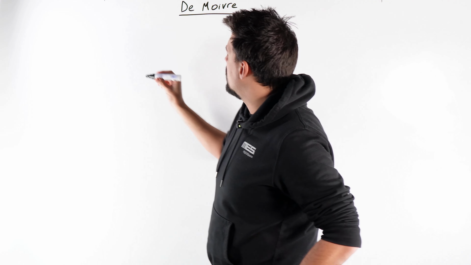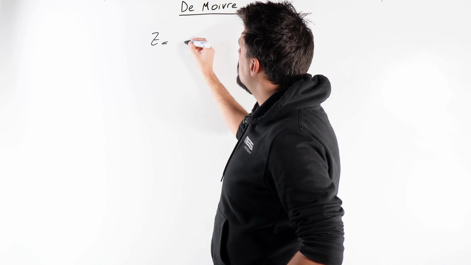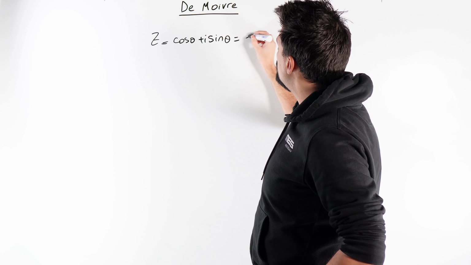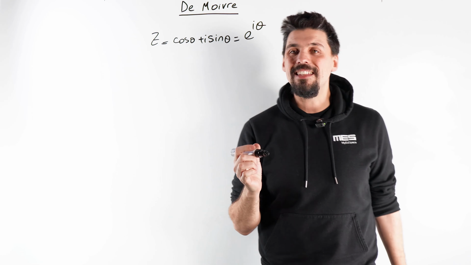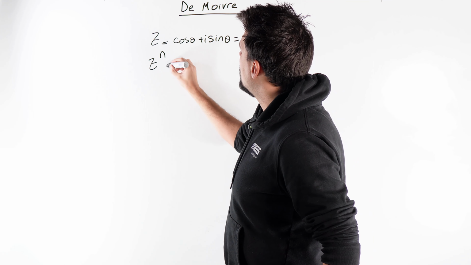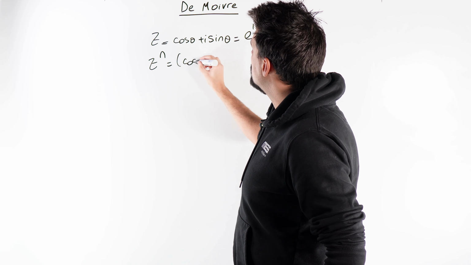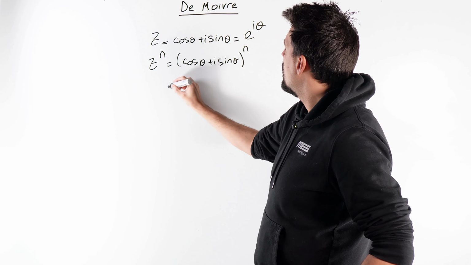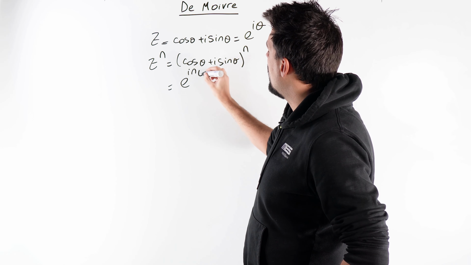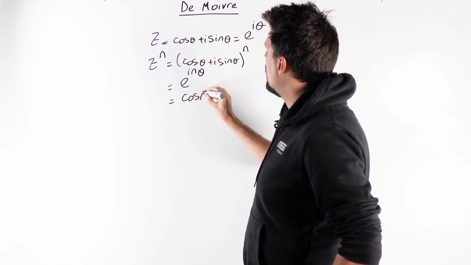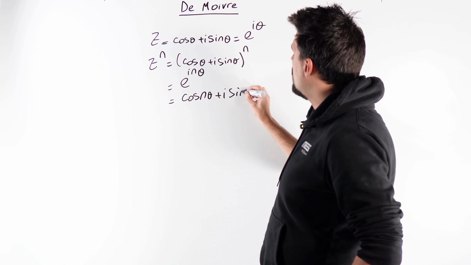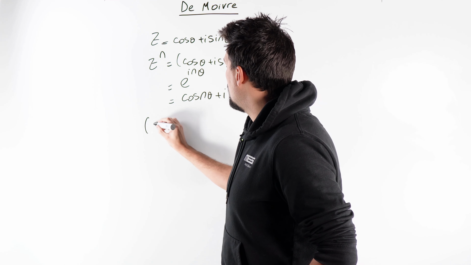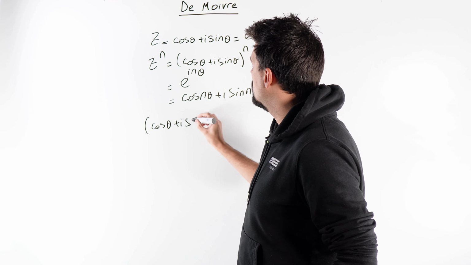Now first of all, we're going to start de Moivre with just z = cos θ + i sin θ, and we now have a nice way of writing that as e^(iθ). We therefore can say that z^n, which is (cos θ + i sin θ)^n, is equal to e^(inθ), which is the same thing as cos nθ + i sin nθ.